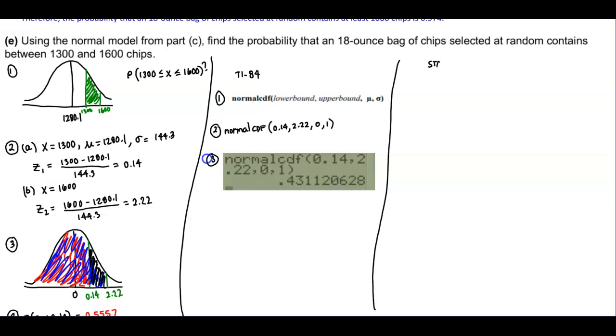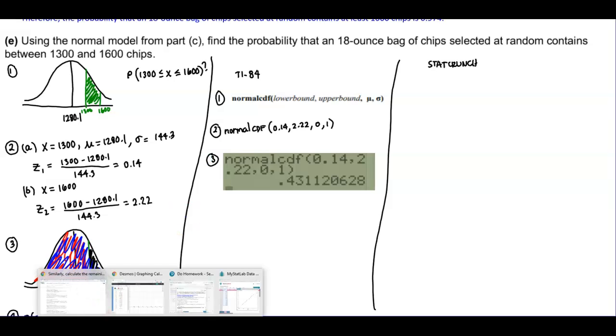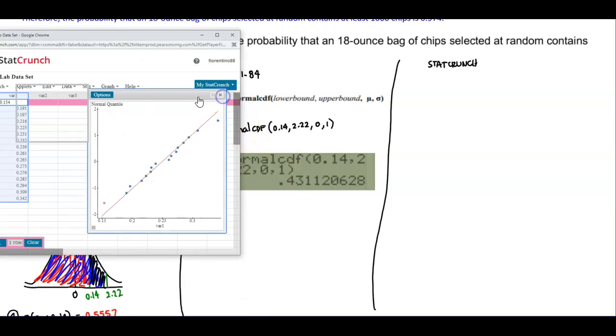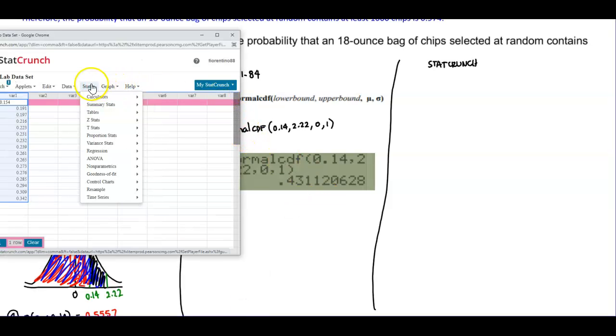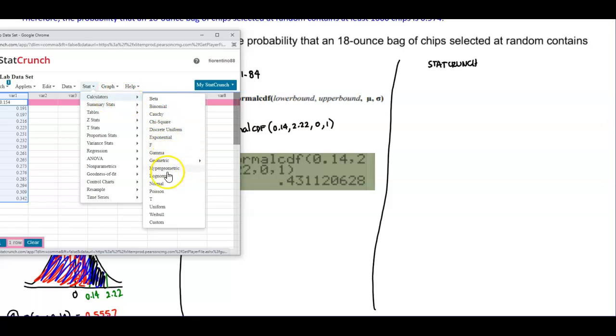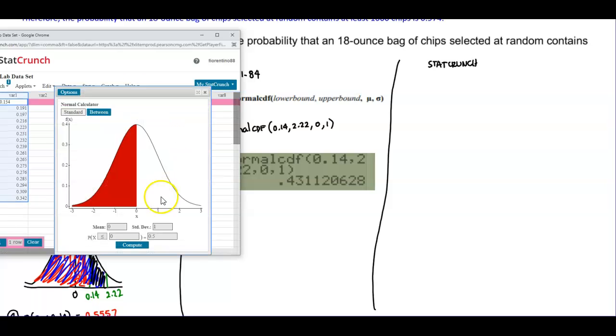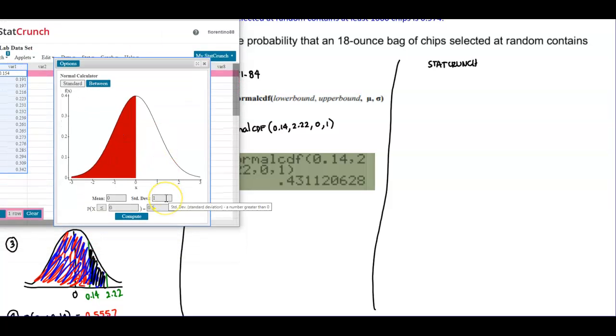And then if we wanted to use StatCrunch, we're going to go ahead and open up our StatCrunch. Let's go to calculators, and we're going to go to normal. Okay, so we know our mean is 0 and standard deviation is 1, and we want to find that it's in between these two values. So we're going to select up here, between.